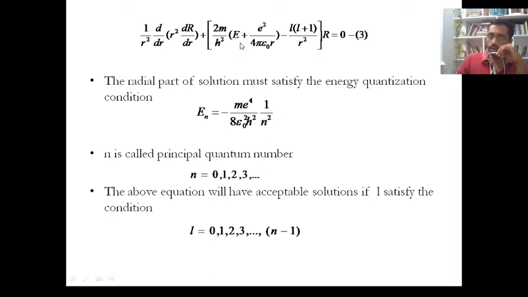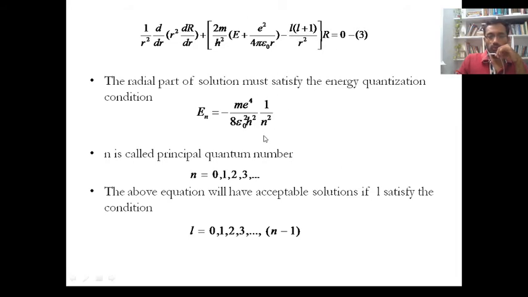So here we are getting the same quantization condition in this radial equation. This radial equation, capital R, will have a physically acceptable solution when the energy has this value. Similarly, this n is the principal quantum number, and n can have the value 0, 1, 2, 3, any number. But you know, in this equation, 2m by h cut square (E plus e square by 4 pi epsilon 0 r) minus L into L plus 1 by r square is there.